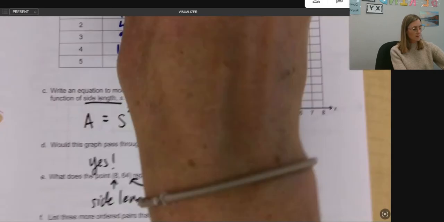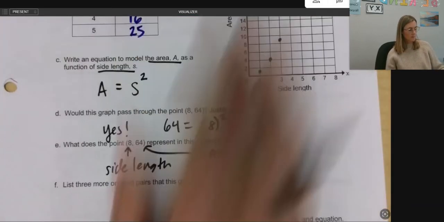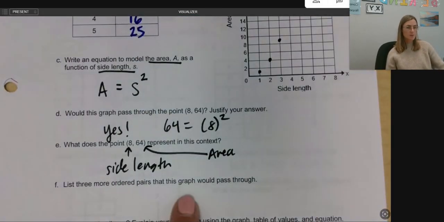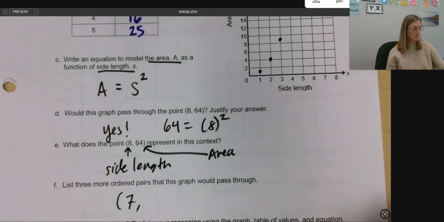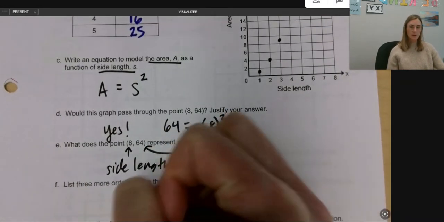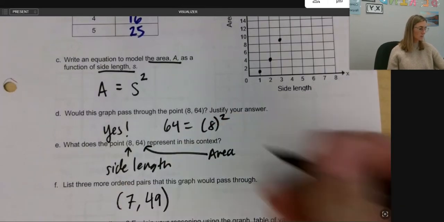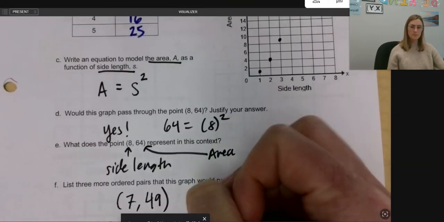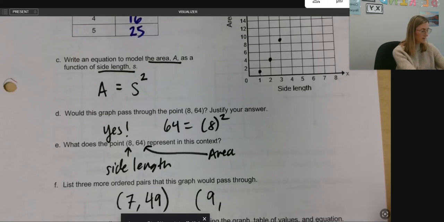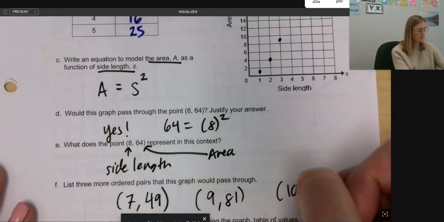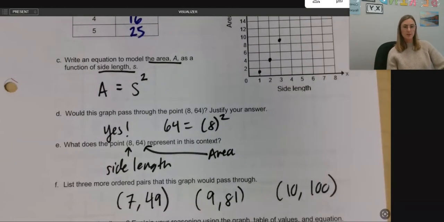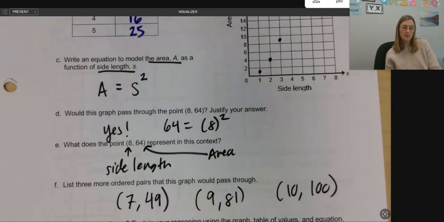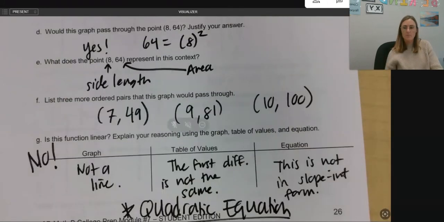List 3 more ordered pairs that this graph would pass through. Well, if you kept going, you could do 7. 7 squared would be 49. You could do 9. 9 squared would be 81. You could do 10. 10 squared would be 100. And then, is this function linear? Explain using the graph, table of values, and equation. I want you guys to go ahead and answer that on your own.